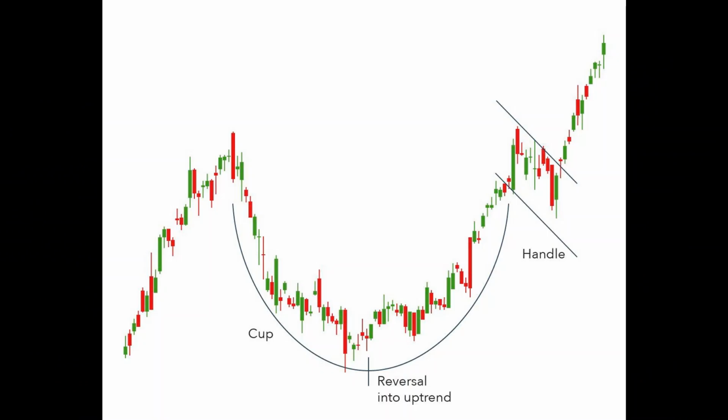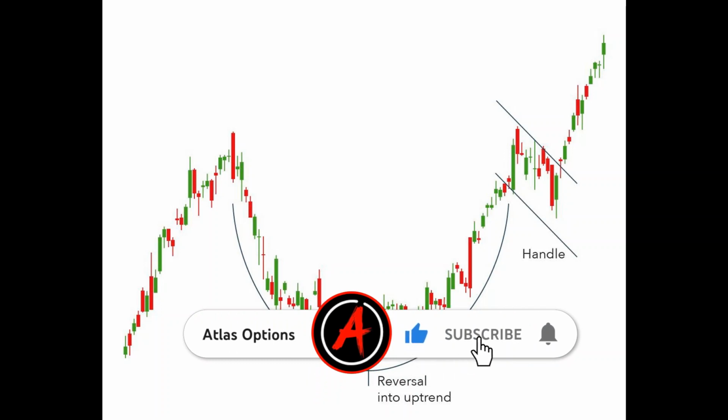The cup and handle pattern is widely considered a reliable indicator of a bullish reversal in an asset's price. It's important to note that the pattern's reliability is enhanced when it occurs after a prolonged downward trend.